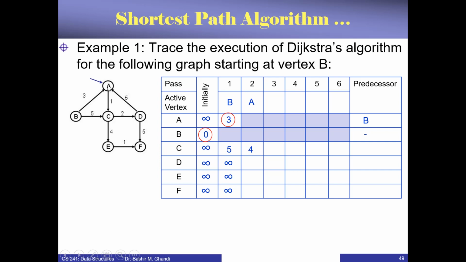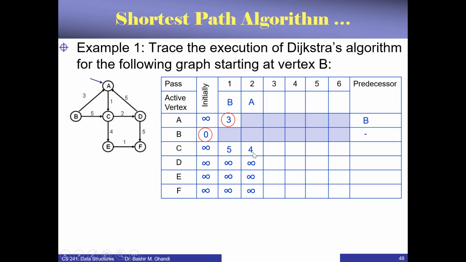C is the only vertex you can reach from A. Therefore, you just copy the values of the other vertices. We still cannot reach them, so they are still infinity. Okay, so that brings us to the end of iteration number 2.